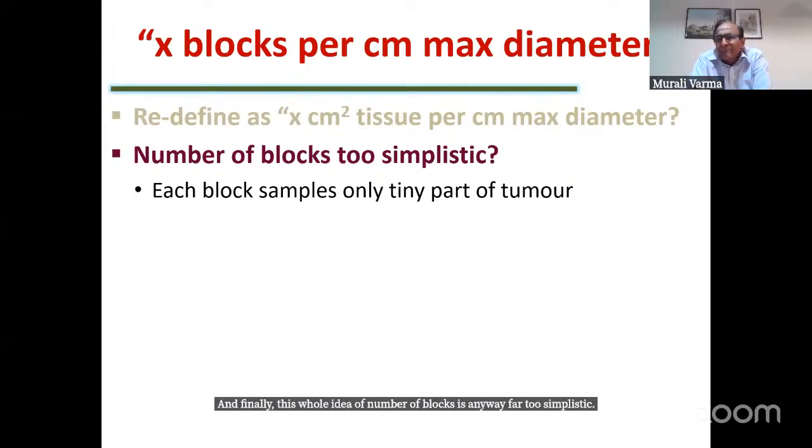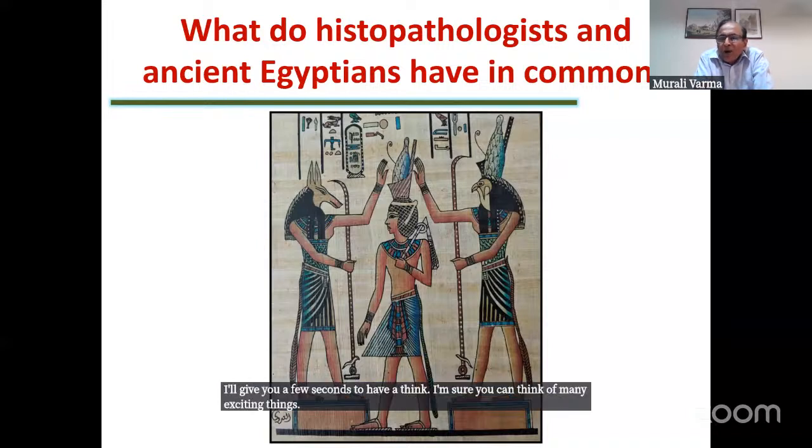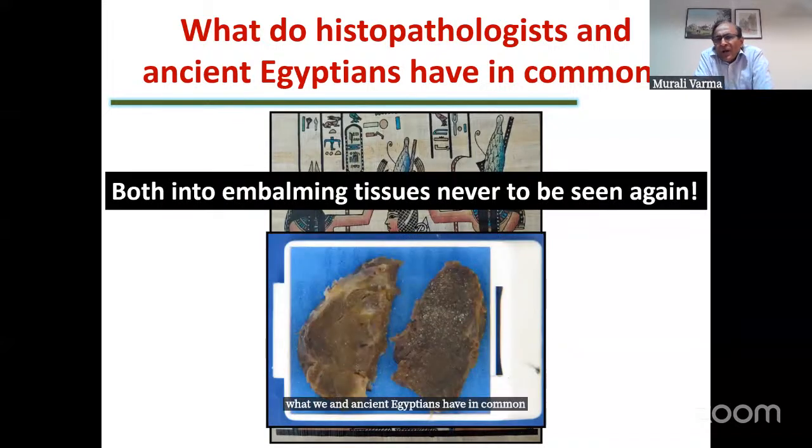Each block samples only a tiny, tiny part of the tumor. This is what I like to joke. What do histopathologists and ancient Egyptians have in common? I'll give you a few seconds to have a think. I'm sure you can think of many exciting things. But the one that I would say we and ancient Egyptians have in common is we are both into embalming tissues never to be seen again.